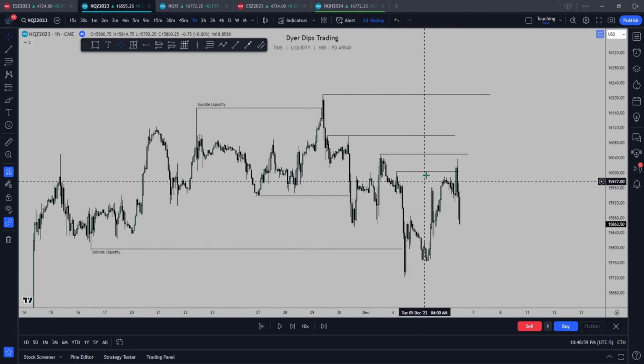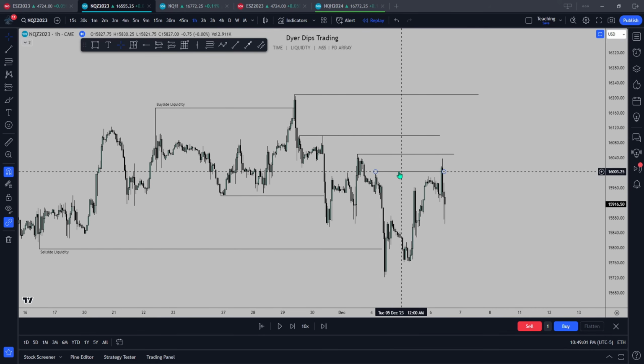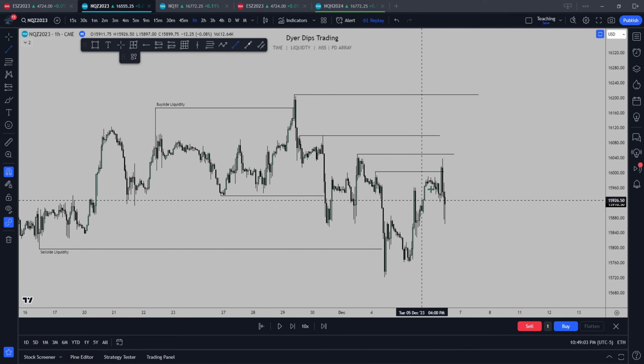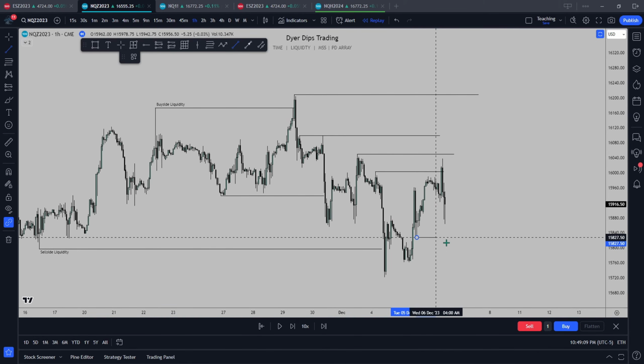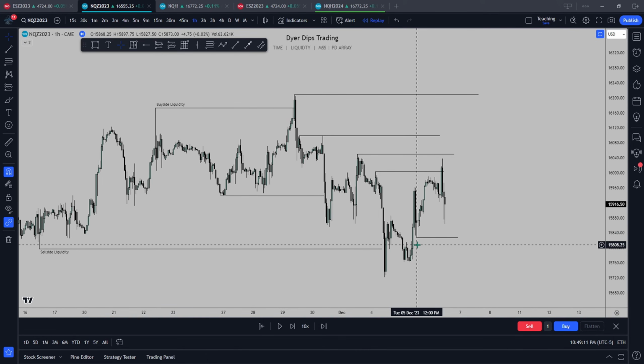Ultimately, we end up coming back up, taking out this high. And now what's next? After we take out buy side liquidity, what did I say? Well, we're probably going to come down and take out sell side liquidity. So this is a clear sell side liquidity point. This is Tuesday's 12 o'clock, so Tuesday's lunch liquidity. This is going to be session liquidity.